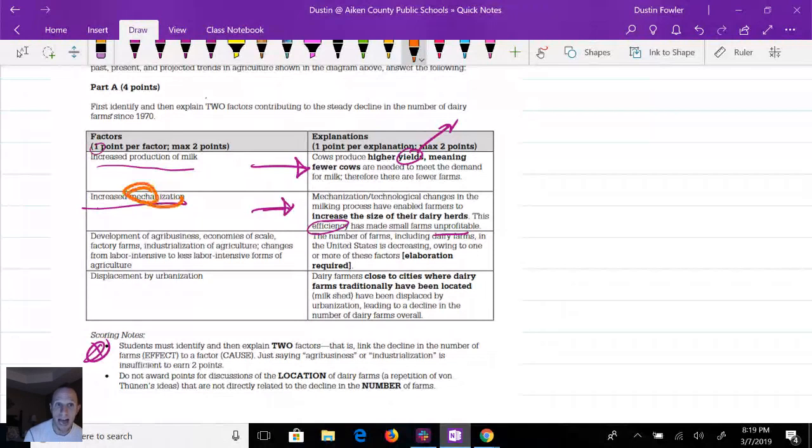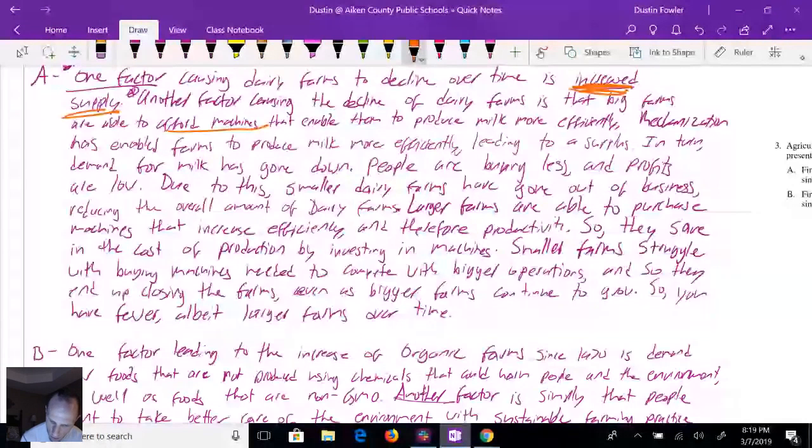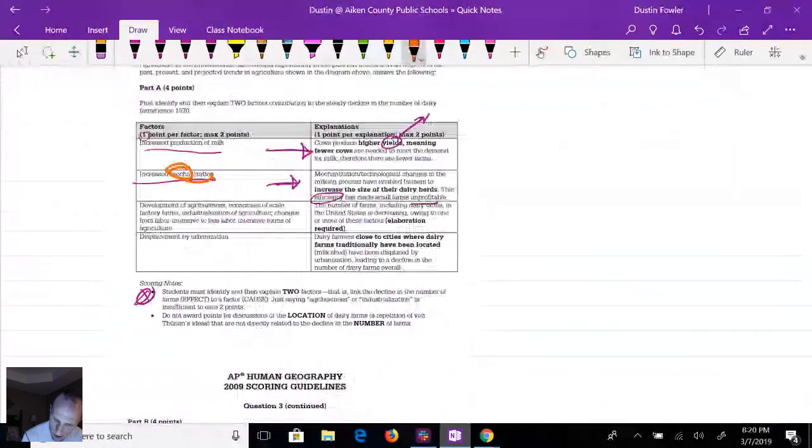Now the reader is looking for the explanation. So let's look at this: mechanization has enabled farms to produce more food efficiently, leading to a surplus. In turn, demand for milk has gone down. People are buying less and profits are low. Due to this, smaller dairy farms have gone out of business. All right, let's go back and look at our rubric. We're looking at increased milk production. Cows produce higher yields, meaning fewer cows are needed to meet the demands for milk.